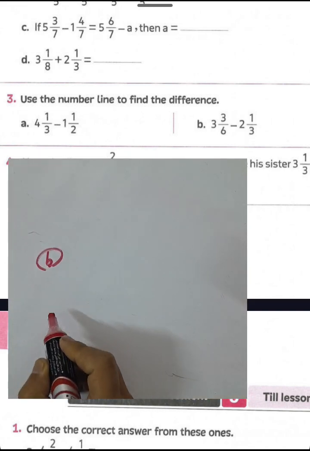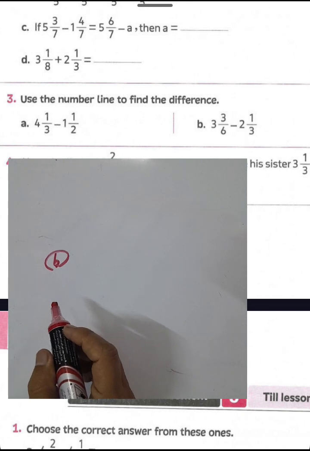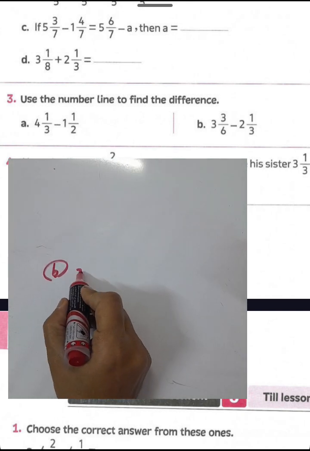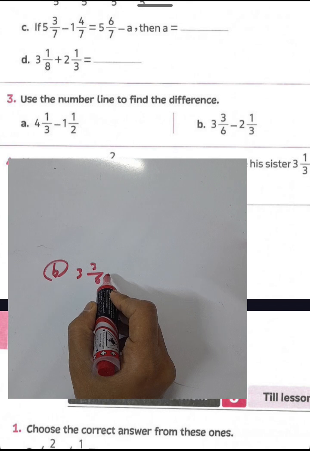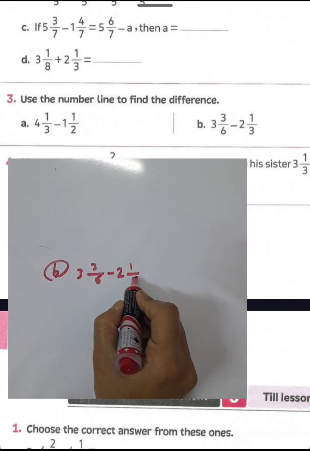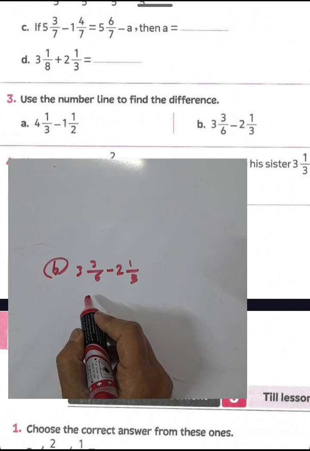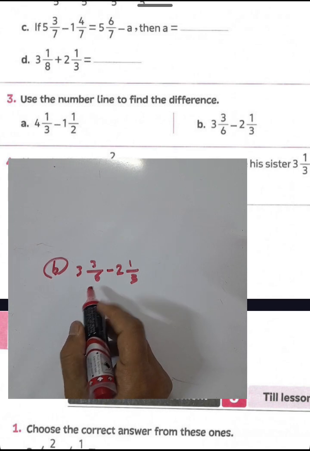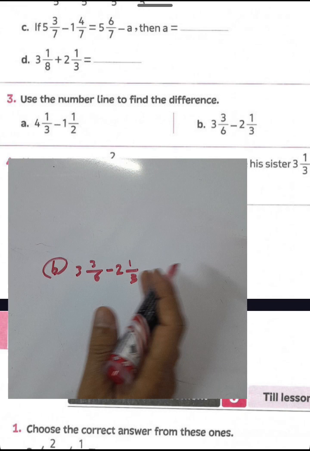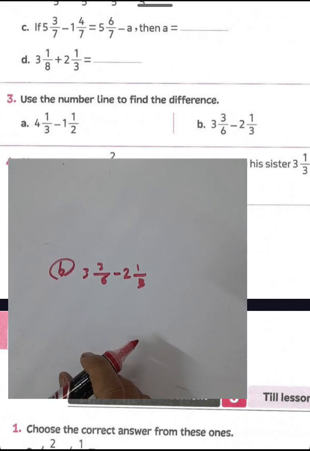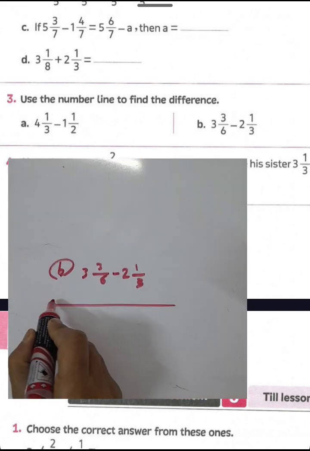Question letter B, you want to find the difference between two numbers by using the number line. 3 and 3/6 subtracted by 2 and 1/3. We can solve this example by writing the least common multiple of the two denominators to find the result by hand, but here you want to find the result by using the number line.